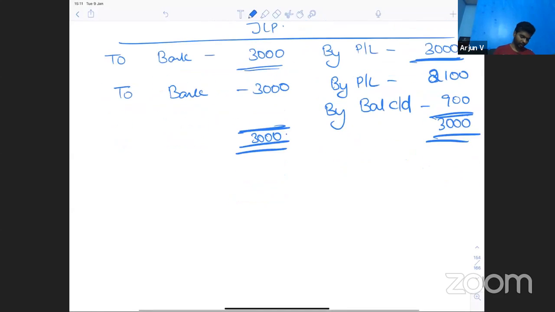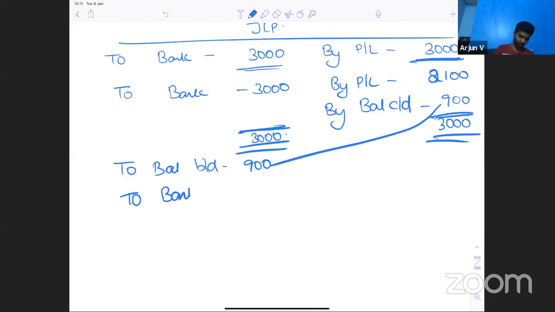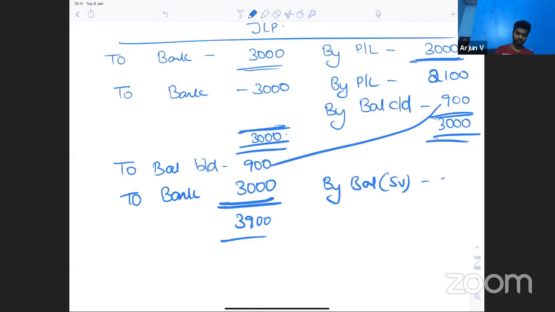Done. Third year, see, the closing balance becomes the opening balance for the next year. Balance brought down 900. Then you'll again contribute to bank 3000. So the total value is 3900. Whereas my balancing figure should always be the surrender value, which is 2000 for the third year. So by profit and loss account 1900.